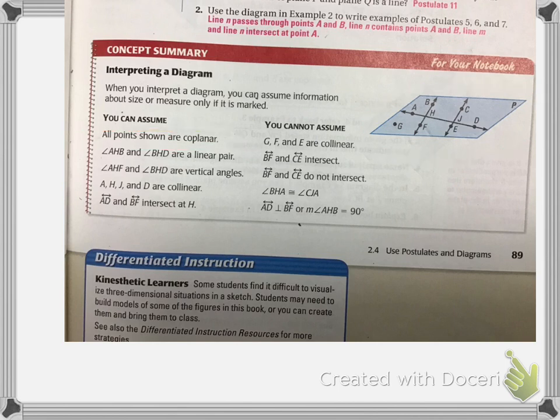But related to that, you can't assume that G, F, and E are collinear. Let's find those. They sure do look like they are. But if there is not a line drawn there, you cannot assume they're collinear. So just read through those. Those are really great things for you to get in your head, things you can do and things you can't do.